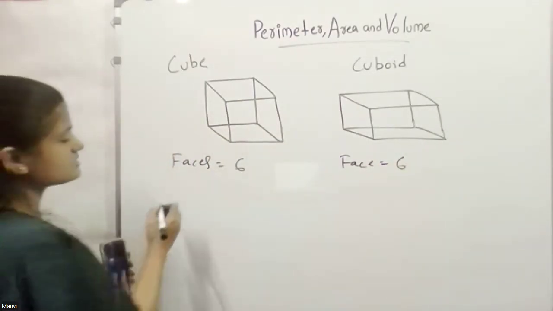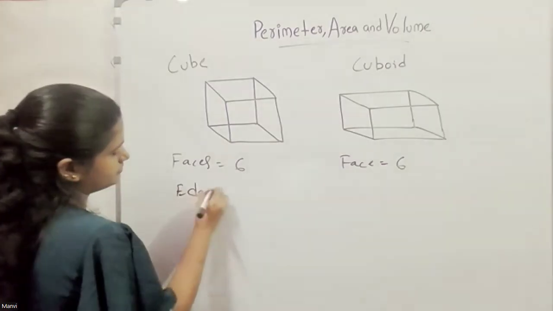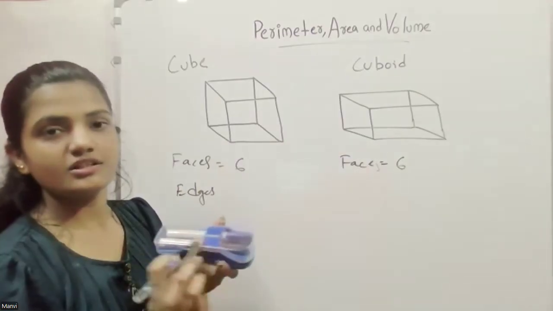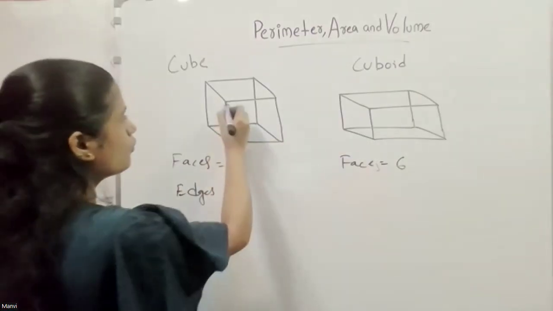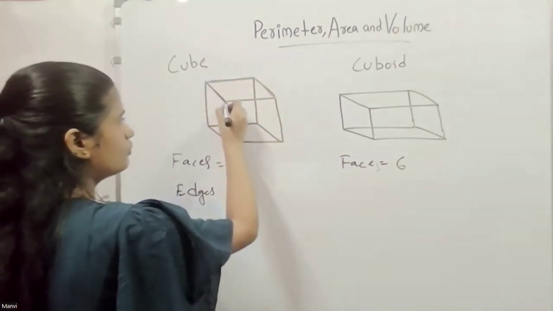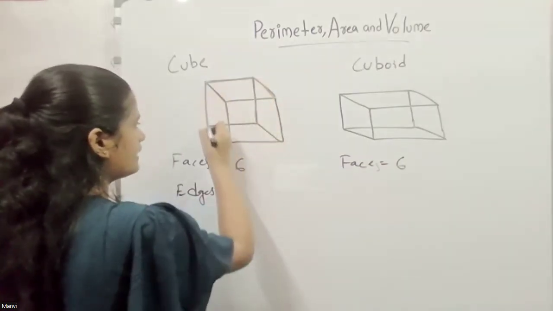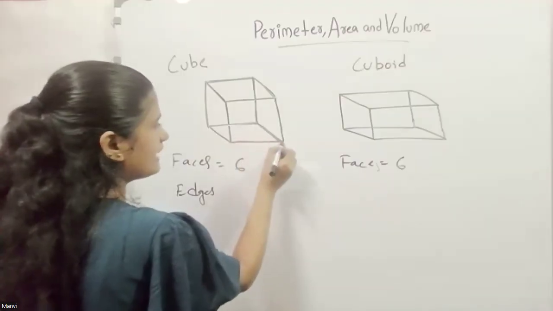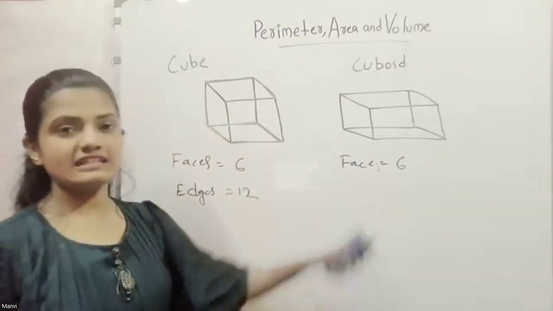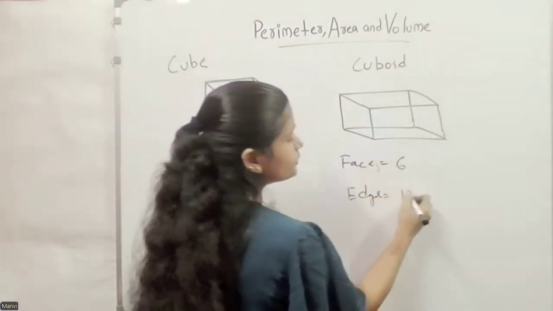Next, what is the number of edges? So what is edges? This line where two faces meet. So how many edges are there? 1, 2, 3, 4, 5, 6, 7, 8, 9, 10, 11, 12. So total number of edges is 12. Similarly, in cuboid also, total number of edges equals 12. Okay?